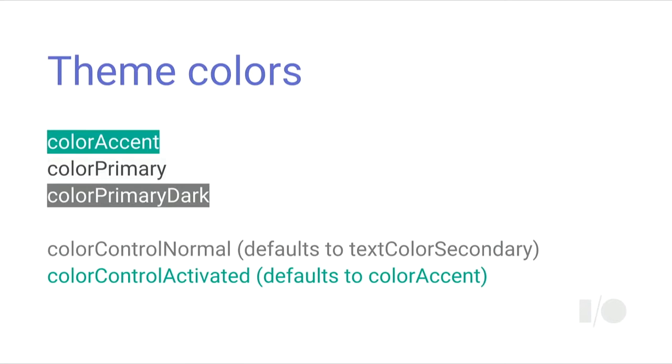We also have color control normal and activated. Control normal is great, and I really recommend everybody use this if you have icons. So for example, checkboxes are going to use color control normal by default. If you're pulling an icon into your action bar and you tint it with color control normal, it's going to be the exact right opacity. And the number of times that I've seen applications where the toolbar icons are different by like 5% alpha, it kills me every time. So please use color control normal for your icons.